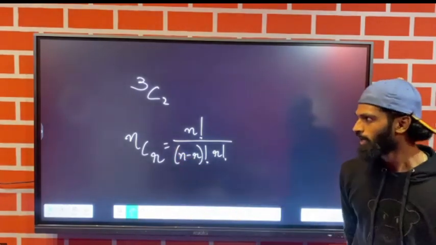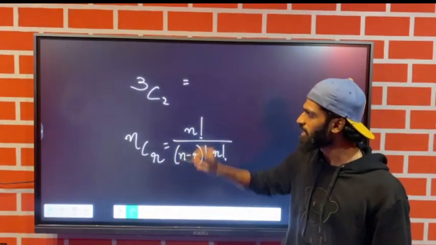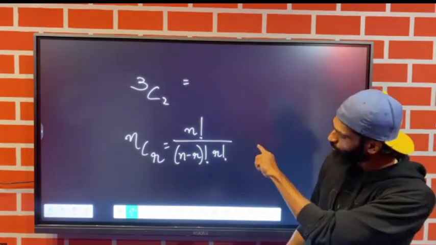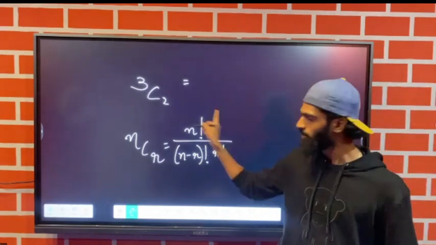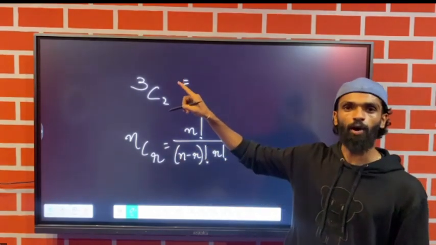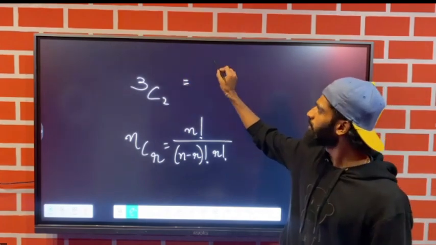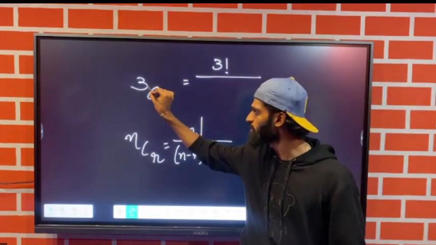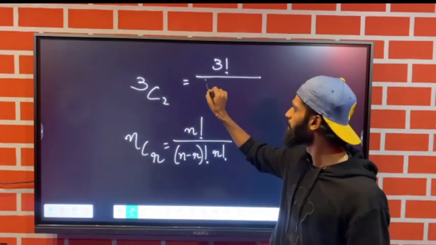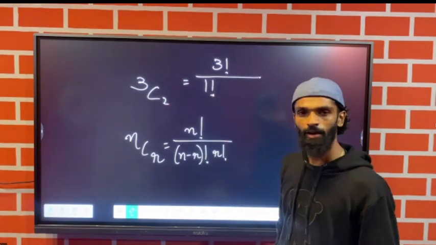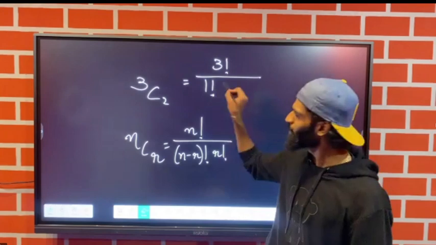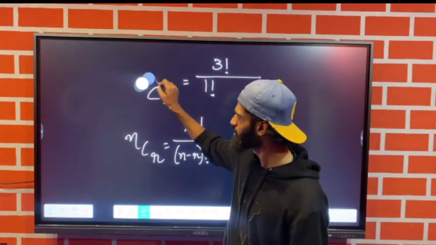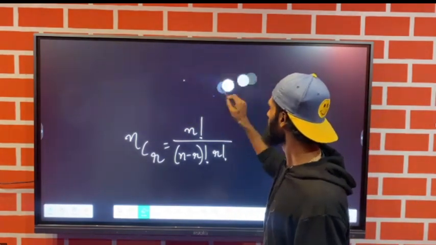How do we solve this? The question says 3C2. First of all, write the form. N is 3, so you write 3 factorial, divided by N minus R. What is 3 minus 2? 1. 1 factorial. Wrong question, guys. One second, wait. You won't get a proper answer there. Wait, I'll give you something else.